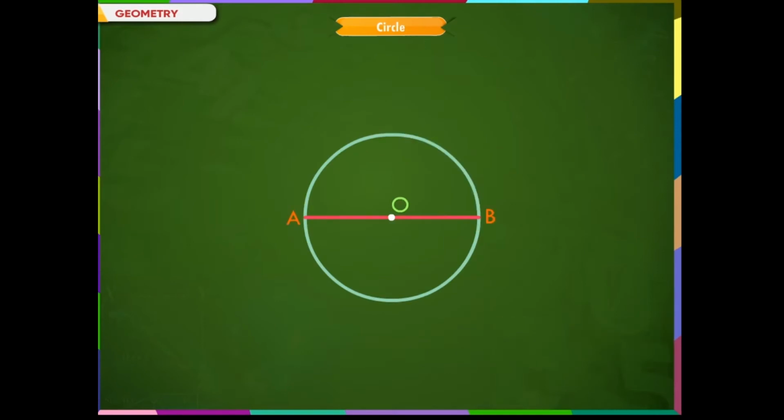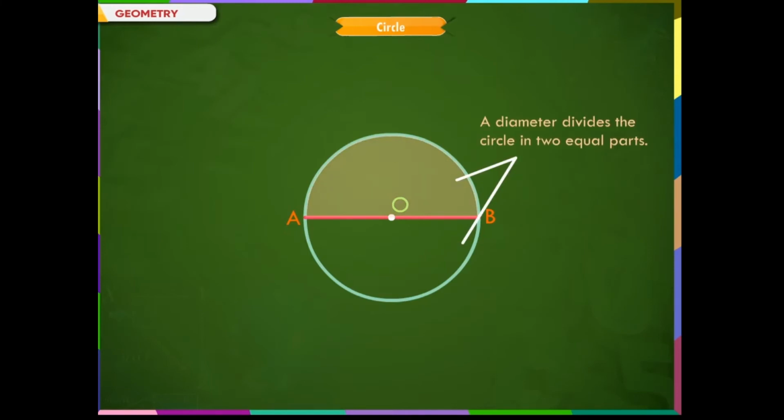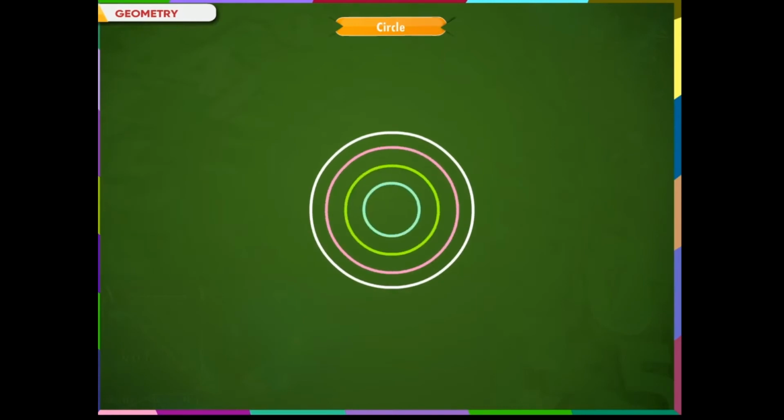When we draw the longest chord on this circle, we see that it divides the circle in 2 equal parts. Each part is called a semicircle. Circles with different radii and same center are called concentric circles.